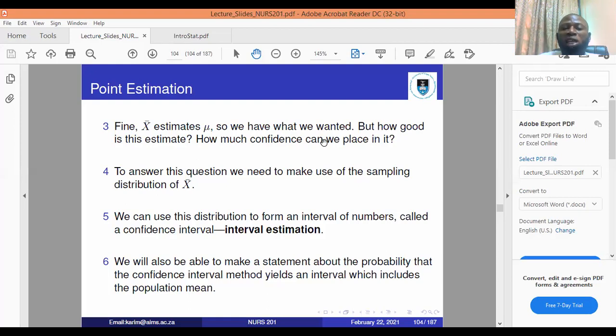So we need to be able to say that the time it will take for you to walk from this point to the university is 18 minutes, or is between this point and that point. We want to create a lower point and an upper point so that we can say that the average walking time to the university is between these values. When we do that, we call it interval estimation. For point estimation, we just compute the mean and that is it. We compute the variance and that is it. Now we want to create an interval defining the mean, and that is what we call interval estimation.